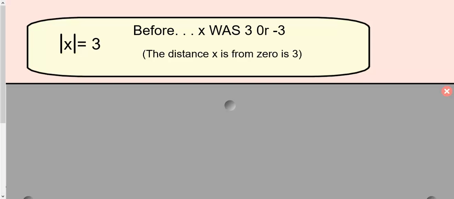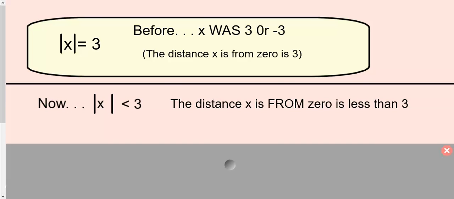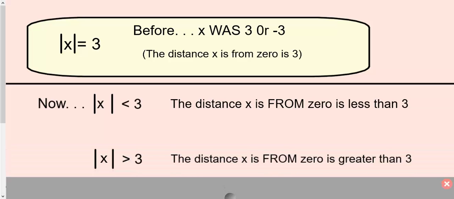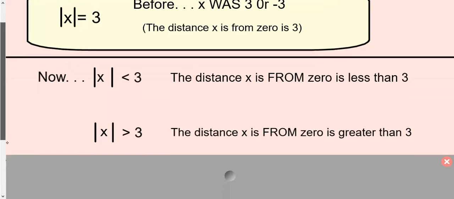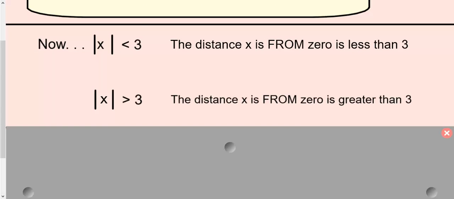Okay, so we have the absolute value of x equals 3. The distance that a number is from 0 has to be 3. The answer was 3 or negative 3. What we're going to be doing today is the absolute value of x is less than 3. What this says is the distance that some number is from 0 has to be smaller than 3 units. Or the distance that x is from 0 has to be more than 3. So what this looks like here, all of the numbers in this range from negative 3 to 3, if you pick any number within that range, it's going to have a distance from 0 smaller than 3.